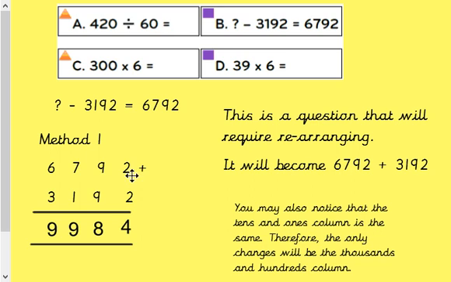So 2 plus 2 is 4, 9 plus 9 is 18, where we carry the 1, 7 plus 1 is 8, and 1 is 9, and then 6 plus 3 is 9. So our answer then will be 9,984. It is really important that you make sure that you understand what the question is asking you to do. And it does need you to rearrange and invert here. So it is about finding what the biggest number would be in this equation.